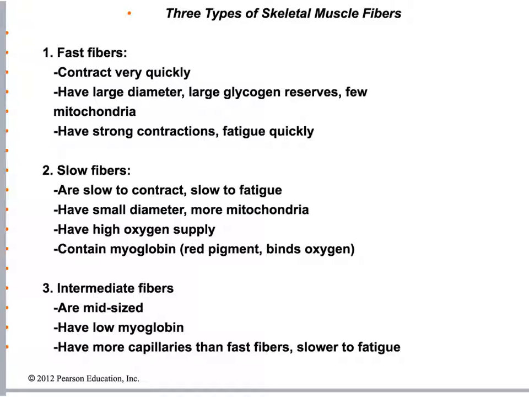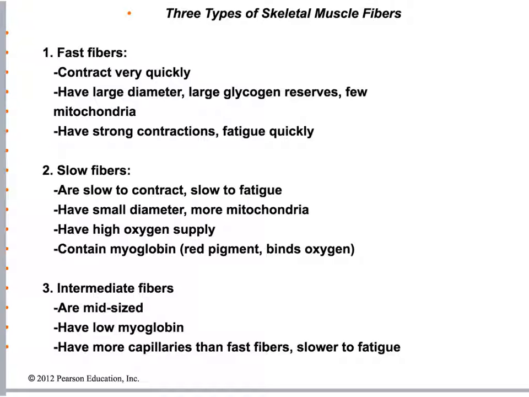There are three types of skeletal muscle fibers. The first type of fiber is called a fast fiber. They contract very quickly, they have a large diameter, large glycogen reserves, very few mitochondria, they have very strong contractions, but they fatigue very quickly.